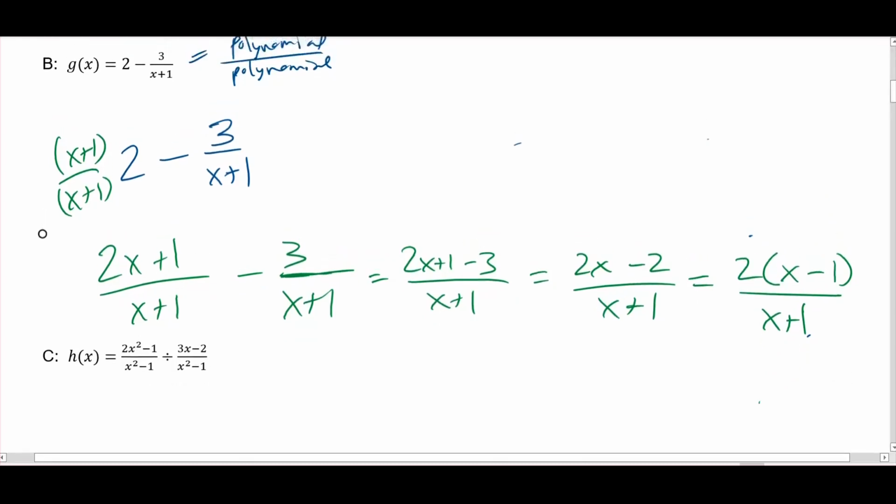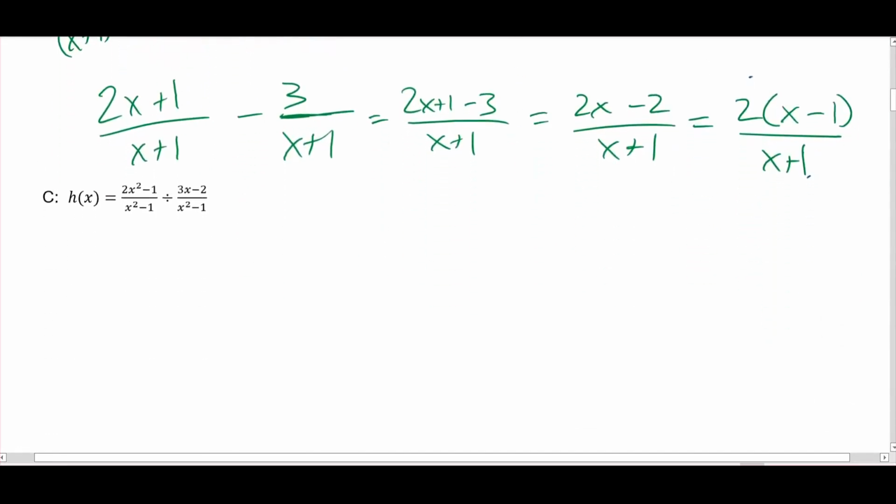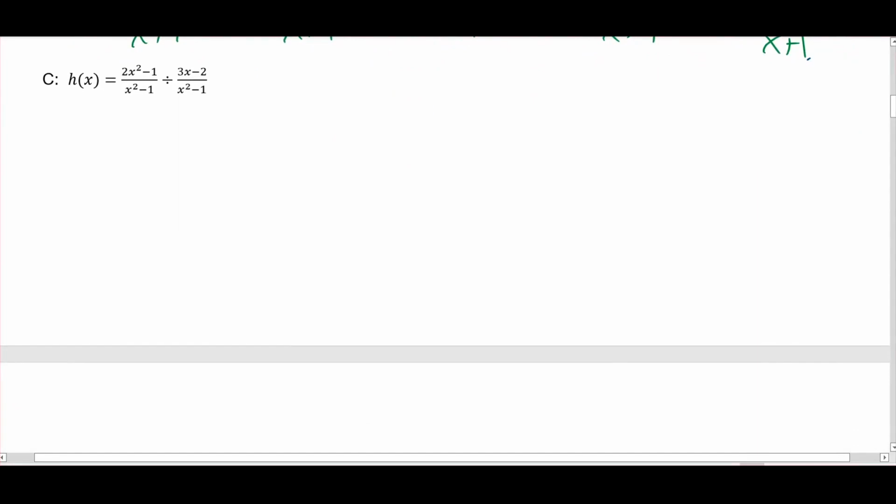And maybe notice that we can still find the domain right here, right? The x equal -1 is still restricted. Can't have that. Okay, cool. So we found the domain and we wrote it as a polynomial over a polynomial. Great. Okay, we can do the same thing with this one.